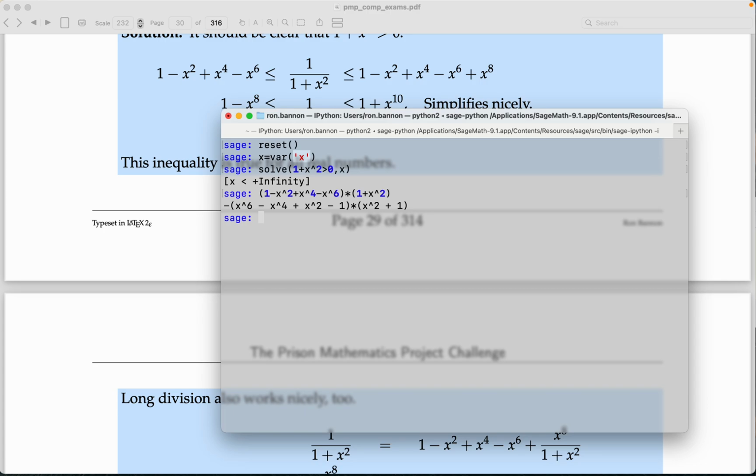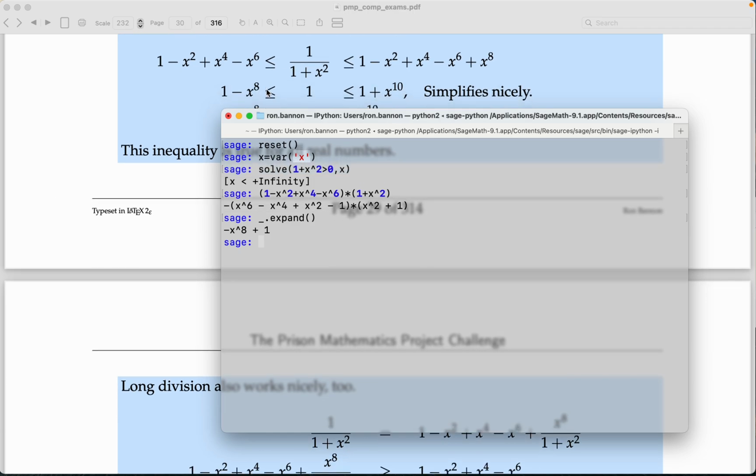Okay. You notice it really doesn't do much there. So what I'm going to do is I'm going to use an underscore, which basically just is the last command I used, and I'm going to say expand it. And what do I get? 1 minus x to the 8th. Exactly what we said it was going to be, by the way.